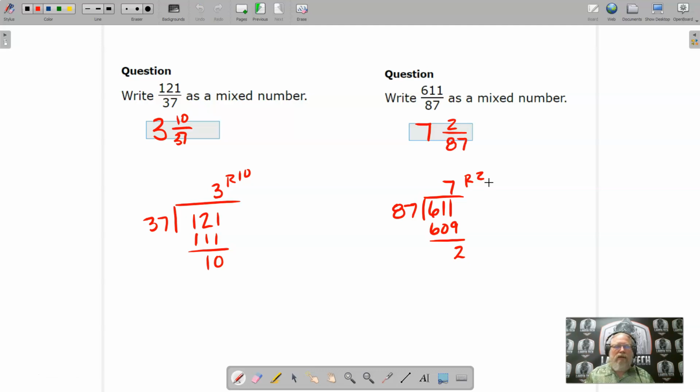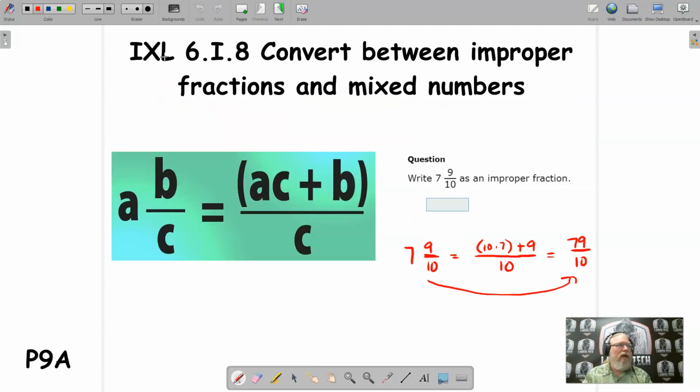So those are all of my examples for IXL activity 6.I.8, convert between improper fractions and mixed numbers. Good luck with your activity.